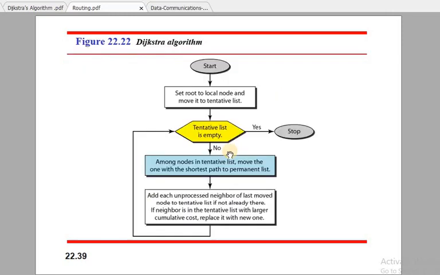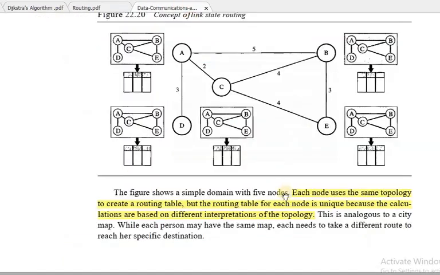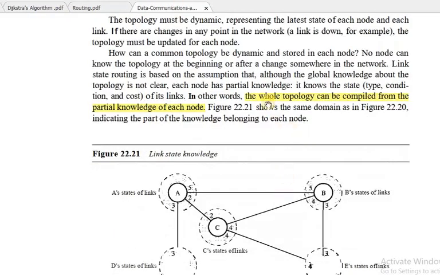We are going to understand this, but before going to Dijkstra's algorithm, let us try to go a little further. The whole topology can be compiled from the partial knowledge of each node. Each node has local information about the links, and when shared and compiled, we can design the topology.